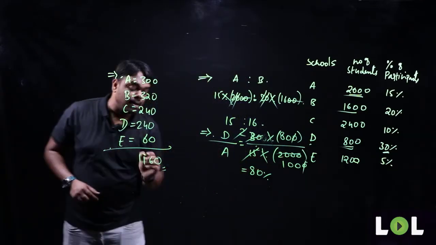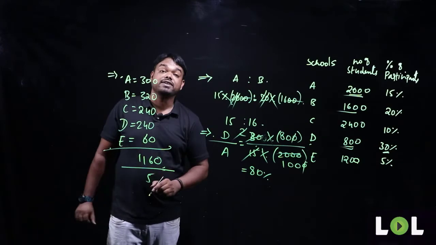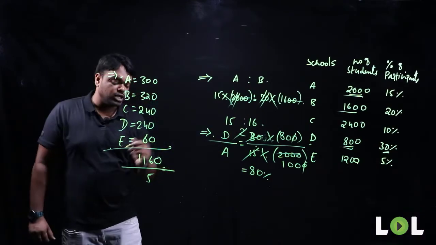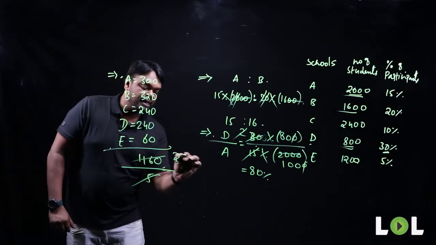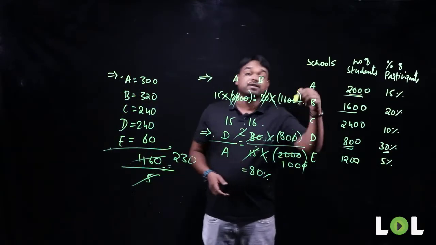पर हमको चाहिए एवरेज. तो क्या करना है, टोटल नंबर ऑफ स्टूडेंट्स डिवाइडेड बाय हाउ मेनी स्कूल्स आर देयर, 5 स्कूल्स आर देयर. तो इसको भी कैंसिल कर दो, बन गया हमारा 232. दैट इज द आंसर पीपल. सो दिस इज वन एग्जांपल ऑफ द डाटा इंटरप्रिटेशन.